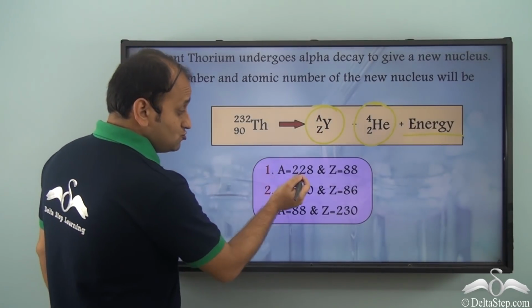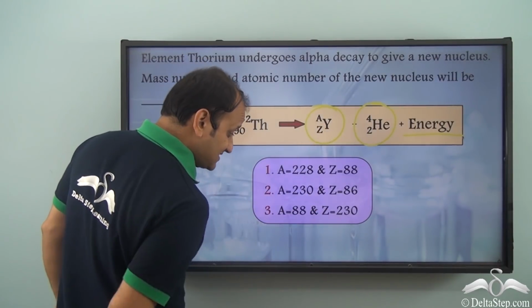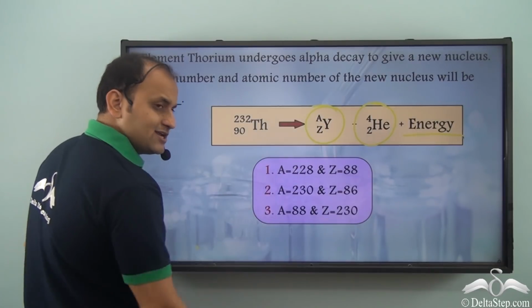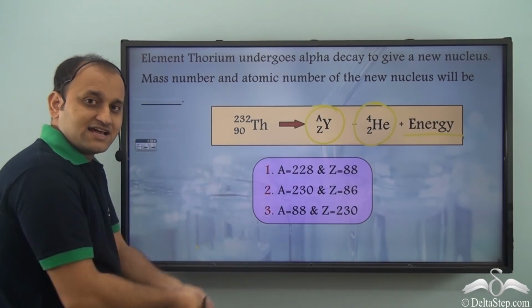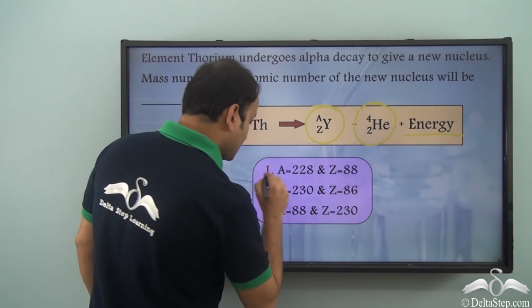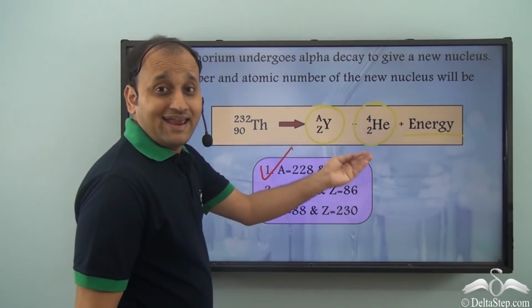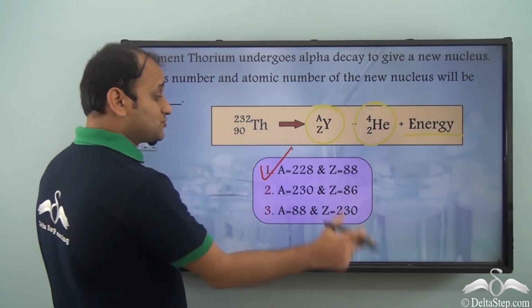So what will be the mass number and atomic number of the new element? Will it be 228 and 88? Will it be 230 and 86? Will it be 88 and 230? What will be the right answer? What do you think? Well, the answer is mass number 228 and atomic number 88. So how do we come to this number?